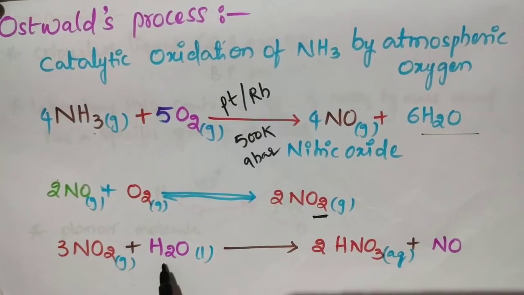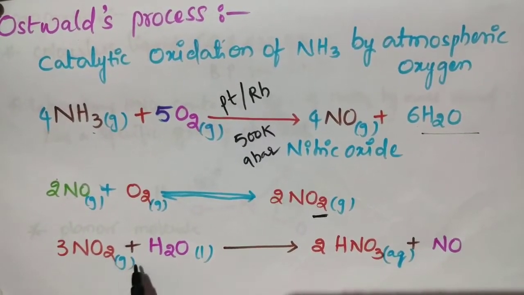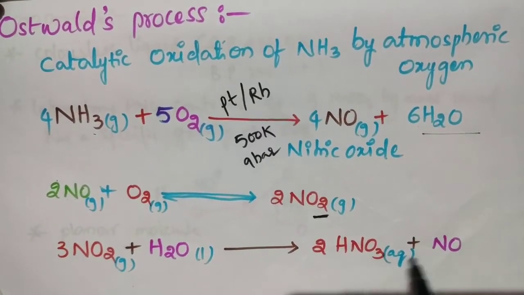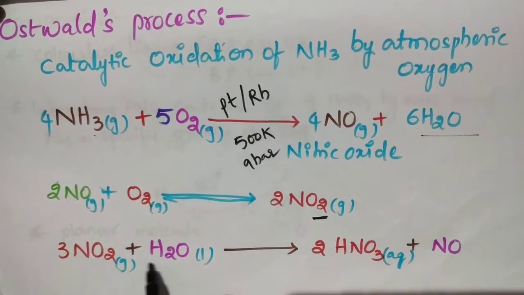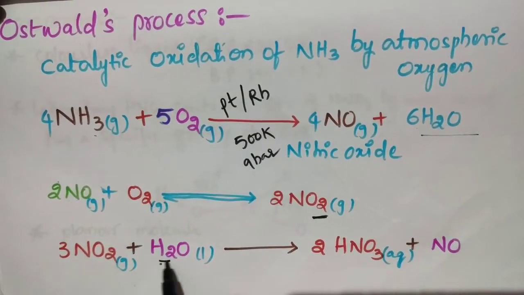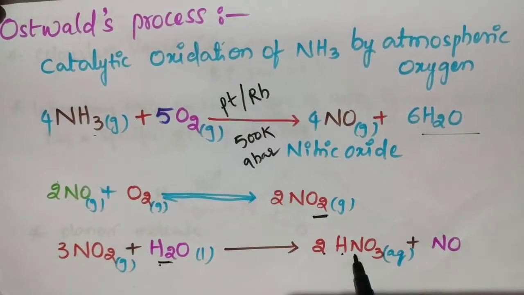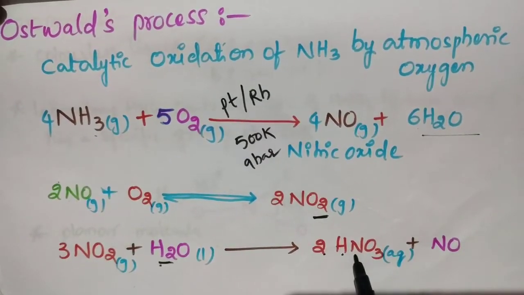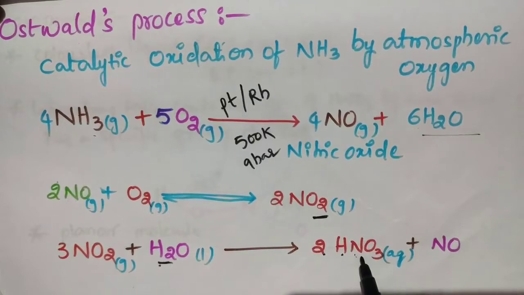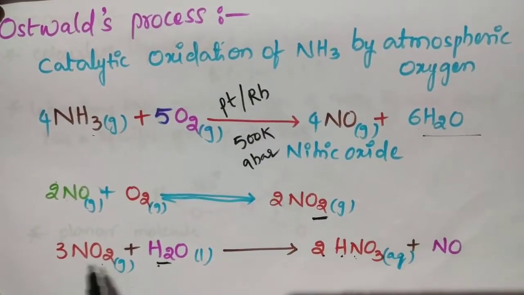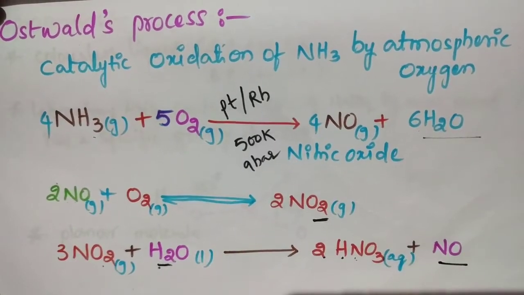So 3NO2 plus H2O gives 2HNO3 plus NO. From this, 2 hydrogens and NO, 2 N, and how many oxygens? 2 into 3, 6 oxygens, but how many are there in this? 3 into 2, 6 plus 1, 7. So the remaining 1 nitrogen and 1 oxygen are in NO.